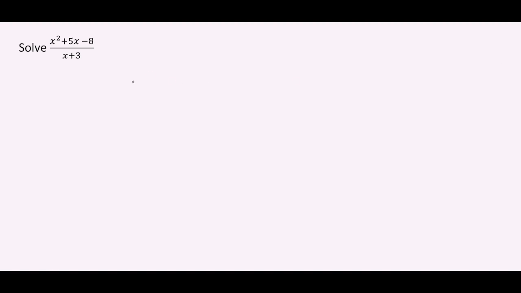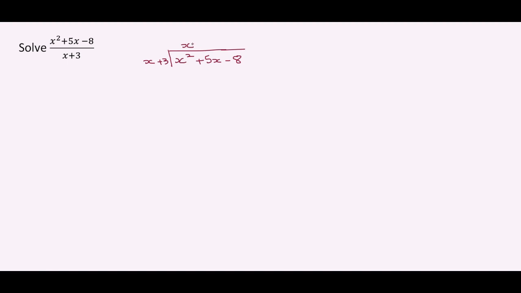So we have x squared plus 5x minus 8 divided by x plus 3. We start our long division. Now what we're going to do is divide each of the terms. So we start with the first term, and we're going to divide it by x. So x squared divided by x, we have x.